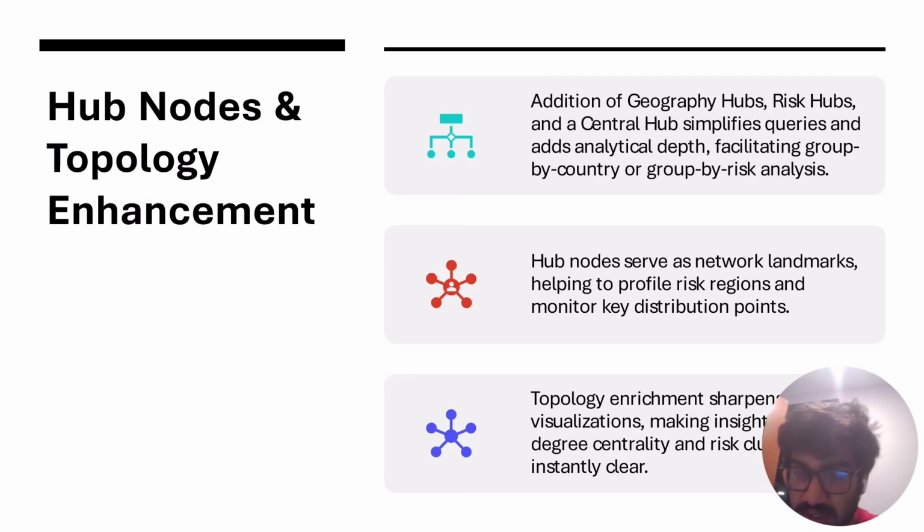Secondly, we created risk hubs, that means that we have multiple hubs with the risk: low risk, medium risk, high risk, and critical risk. Finally, we have a central hub that gets connected to all the entities, providing the star topology.